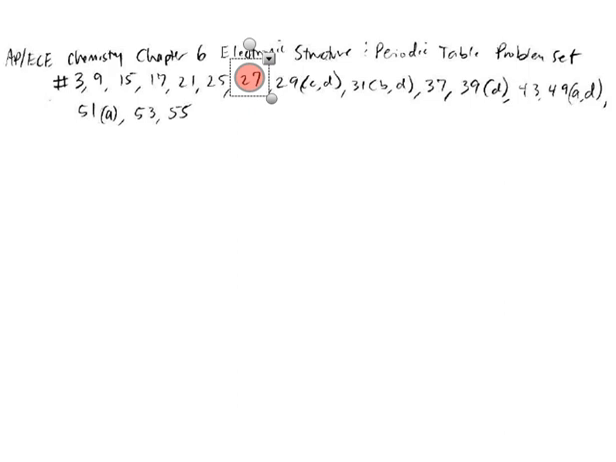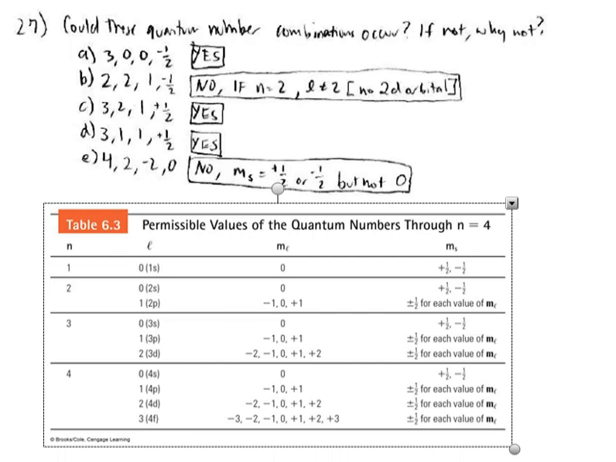Let's take a look at 27. You're asked in 27 if these possible pairings of quantum numbers could actually occur. If yes, just say yes, and if not, explain why. Why is it not possible?